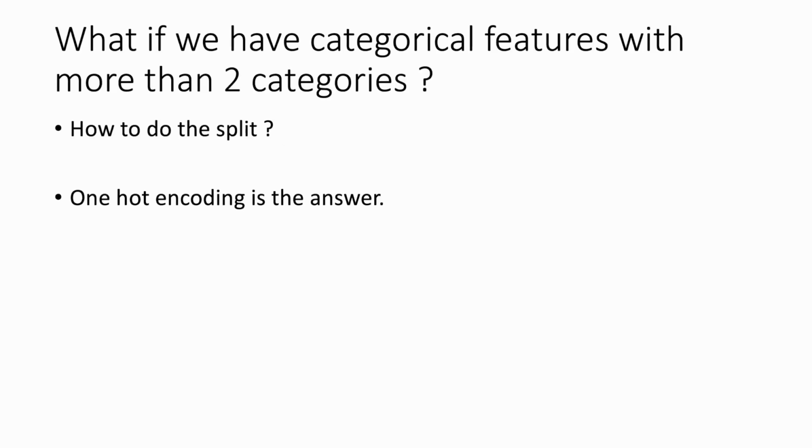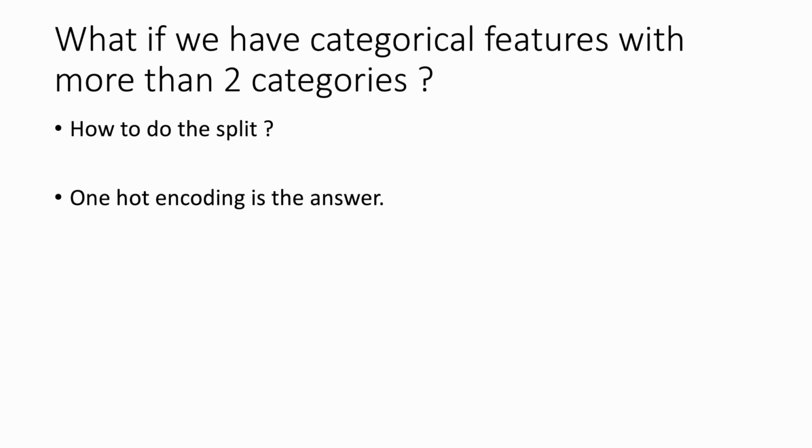Okay. Now the second question was, what if we have categorical features with more than 2 categories, right? So we are only seeing yes, no. Let's say one of the features is something like cricket match, right? So there are 3 possibilities: win, loss, and tie or draw, whatever we want to call it. Win, loss, or draw, let's say. There are 3 categories. What will we do? The answer is one hot encoding.